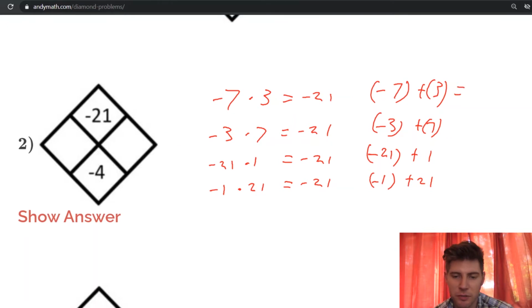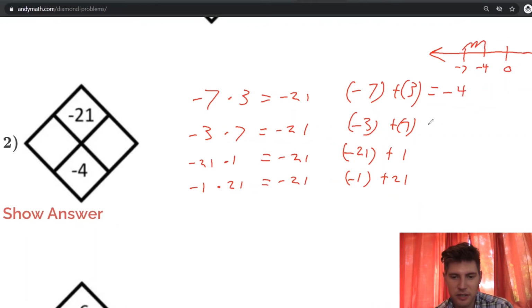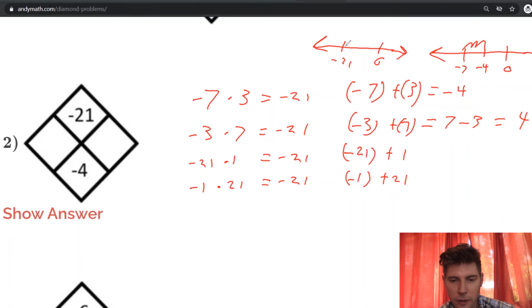So negative 7 plus 3, if we think of a number line, the negative 7 is back here 7, and then plus 3 means we're moving 3 this way, which would put us at negative 4. Next, negative 3 plus 7, well, that's like 7 minus 3, so that's positive 4. Negative 21 plus 1, same idea. If we think of a number line starting at negative 21, and then we add 1 to it, that'd put us at negative 20. And then negative 1 plus 21 is just like 21 minus 1, so that would be positive 20.